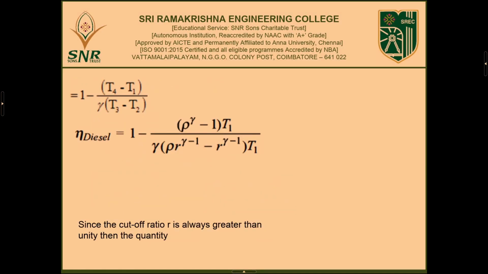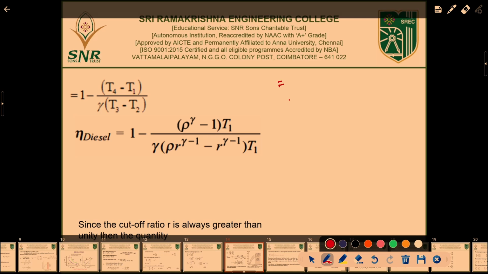So this is the temperature relation. Earlier we discussed that efficiency is 1 minus T4 minus T1 divided by gamma into T3 minus T2. Whatever temperature relations we find, you can simply substitute into this equation. So I will just rewrite this over here.